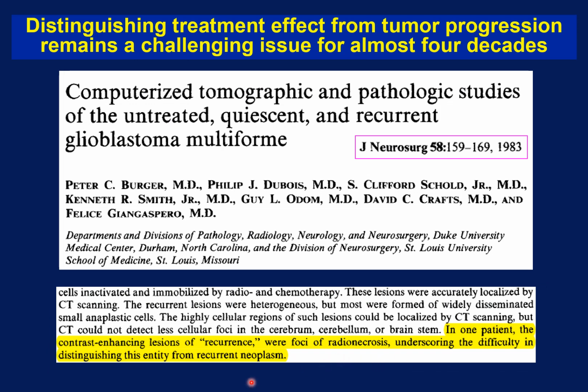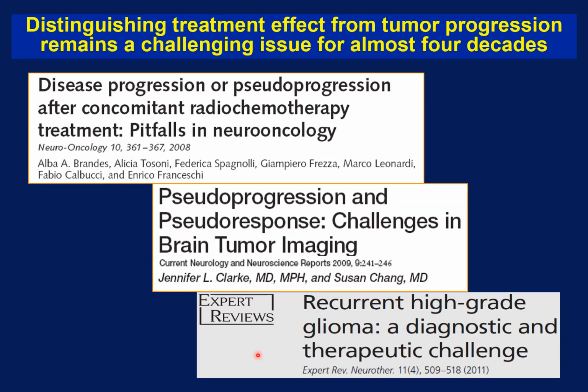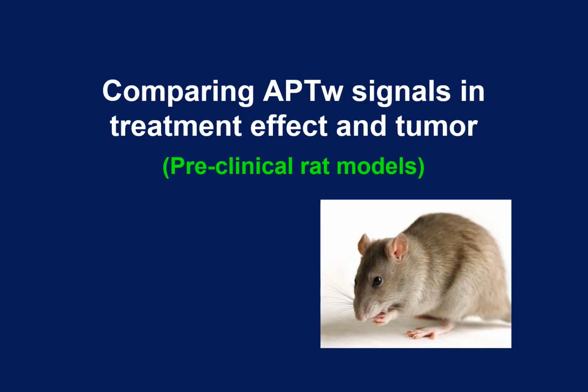So this paper was published in 1983, almost 40 years ago, by Peter Berger. He pointed out this problem 40 years ago, and this problem has not been solved very well in the past 40 years. So we try to use APT MRI to solve this problem.